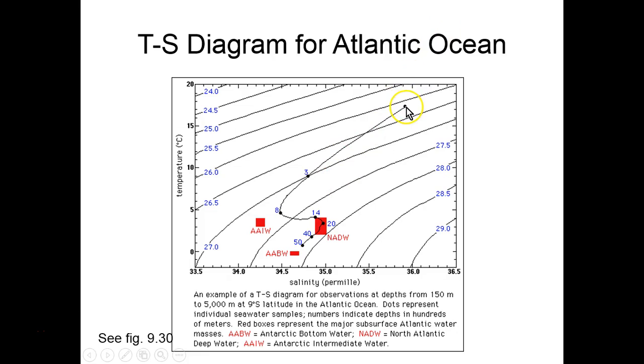Okay, so here we have warm water at the surface, drastically declining in temperature, and then it actually increases slightly in temperature and in salinity, and then it decreases again in temperature and in salinity. And so these little red blocks are showing you what the average is for Antarctic intermediate water, what the average is for North Atlantic deep water, and what the average is for Antarctic bottom water. And you won't have to make any graphs like this. I'm just showing you them.